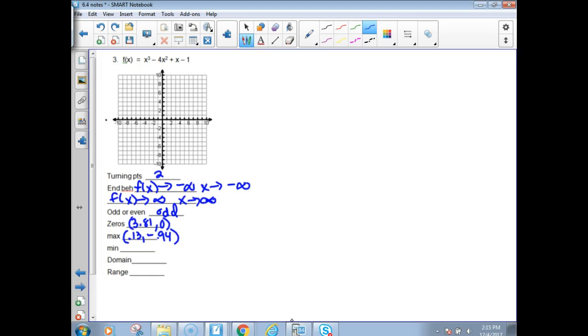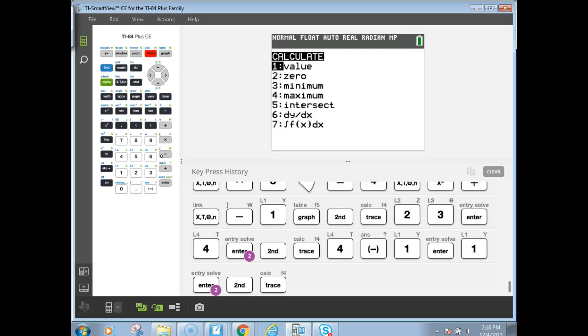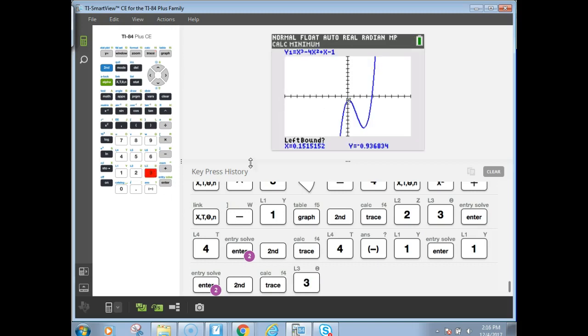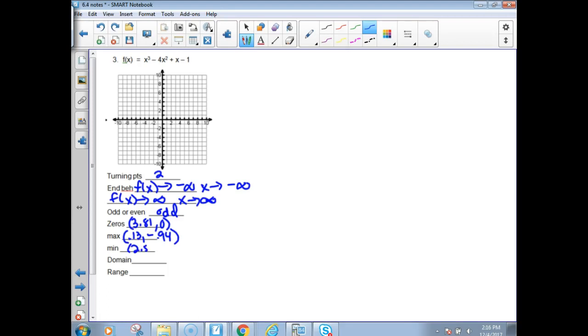All right, minimum. There's a min at 2 something. Second trace, choice 3 for minimum. And we're going to put in, let's say, between 1 and 5. I don't care. 1, enter, 5, enter, enter again. I think I missed. There we go. 2.54, negative 7.88. And then the domain's negative infinity to infinity, and the range is also negative infinity to infinity.